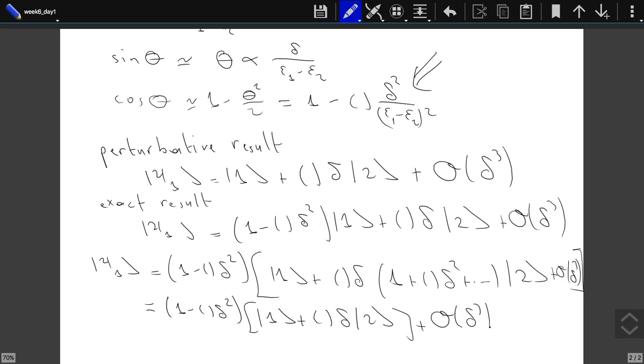It's not a matter of which one to use. Whichever one you use, you will get the same answer up to corrections of the order of delta cube. Just use whichever one you want. They are the same. Yeah, you're talking about the Taylor and the perturbation, right? Yes. What I mean by the exact result is the Taylor expansion.